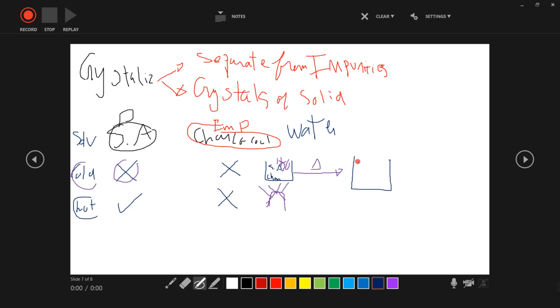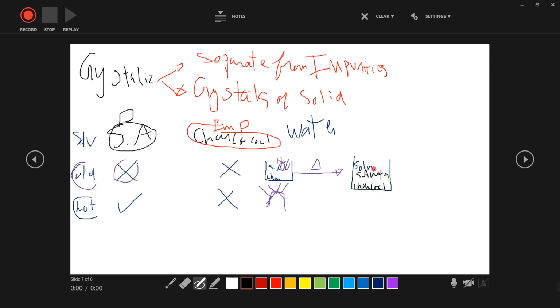So here I will have a solution. This solution will contain two things: salicylic acid and water, right? And there will also be the charcoal that will be precipitated, that is not soluble in the water. So now in the beaker I have two things: a solution containing salicylic acid solubilized in water, and charcoal.